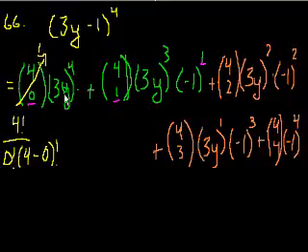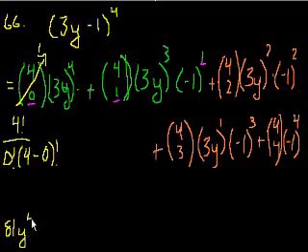So let me write it out. So (3y) to the fourth. 3 to the fourth power is what? It's 81, right? 3 to the third is 27, right? So we get 81y to the fourth. All right, next term.